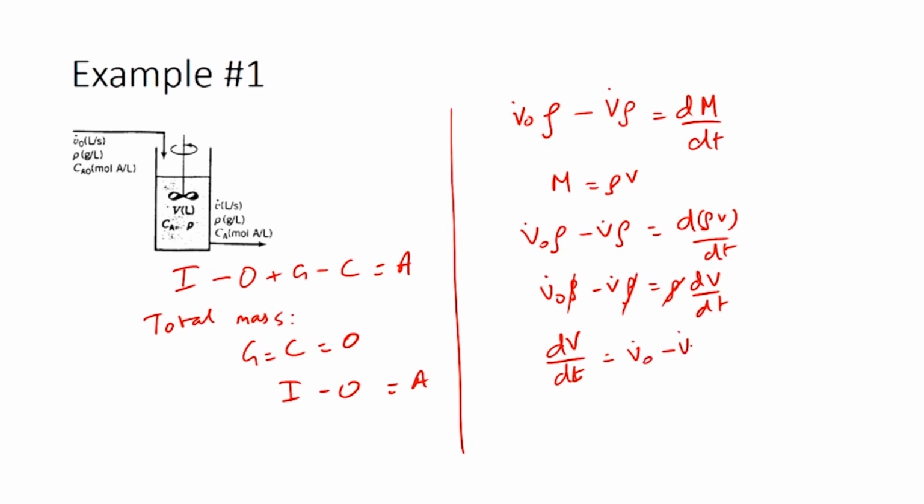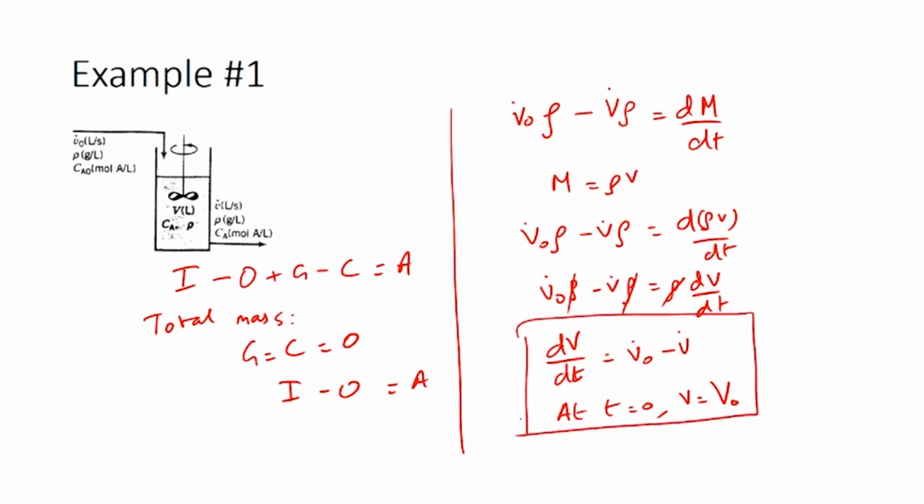From here, we can solve the equation only if we have the initial condition. So, what would be the initial condition? At time t equals 0, V should be equal to capital V naught, which is the volume at time t equals 0. So, this would be the differential equation with the initial condition.